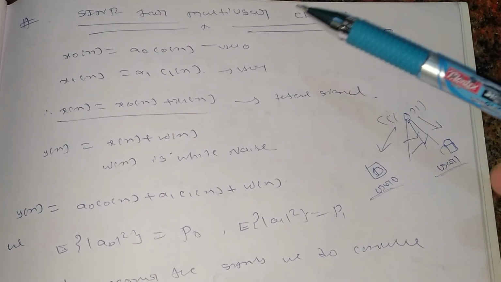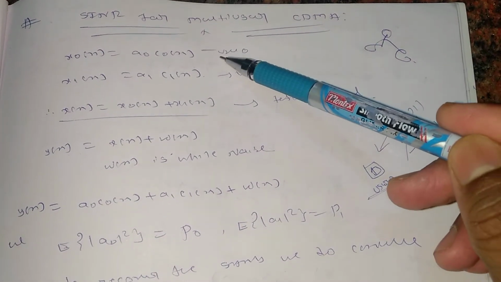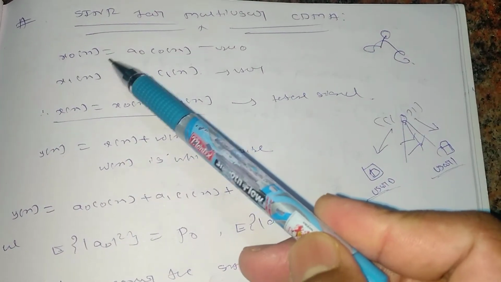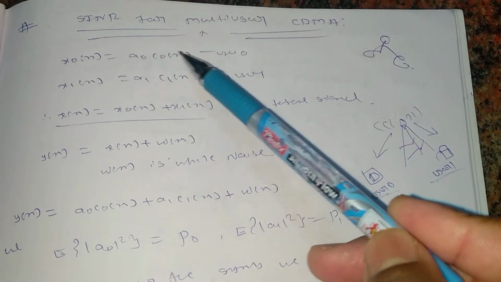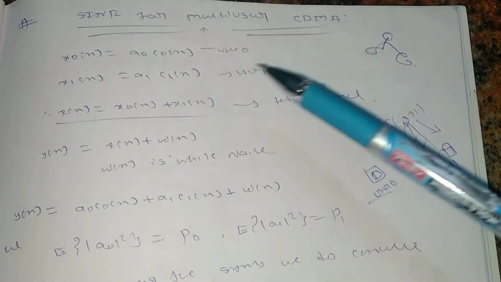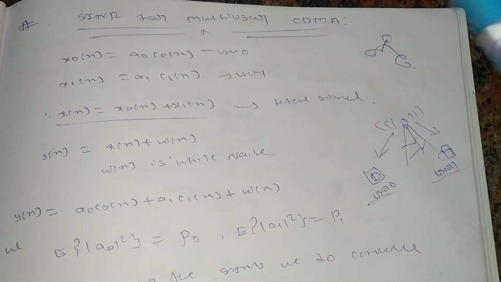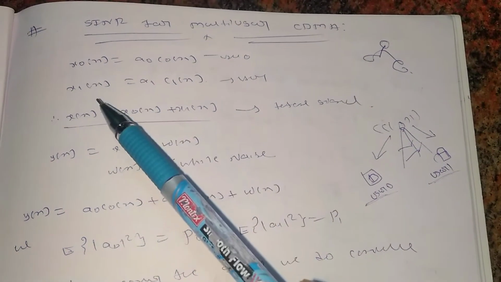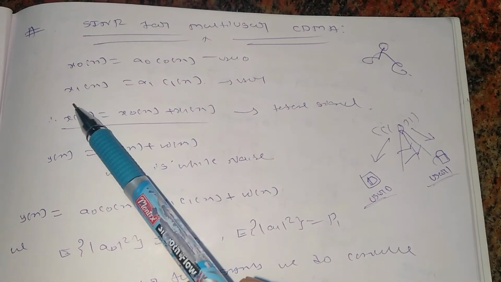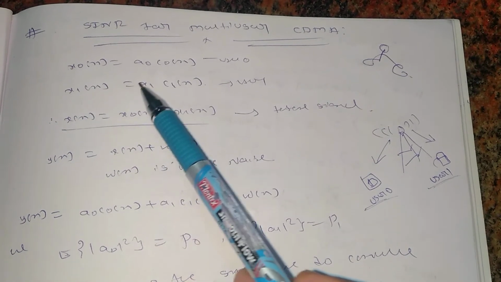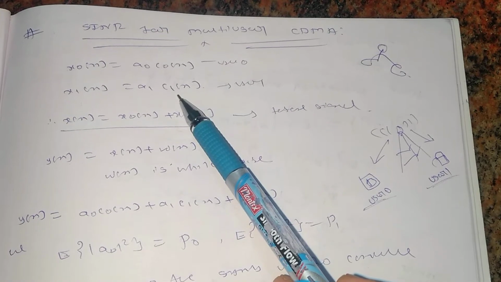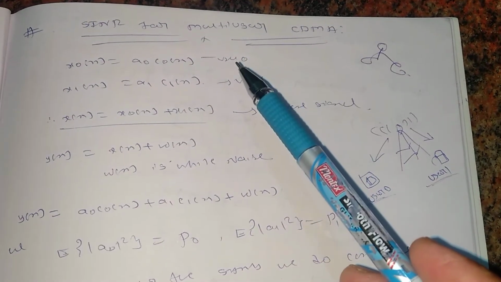Okay, the composite signal for user 0 and user 1. So user 0 will be x0 of n equal to a0 into c0 of n. So a0 is the data meant for user 0 and c0 of n is the spreading code which is used for user 0. And similarly for user 1 I can write the signal x1 of n equal to a1, that is the data of user 1, into the spreading code used for user 1, c1 of n, right?